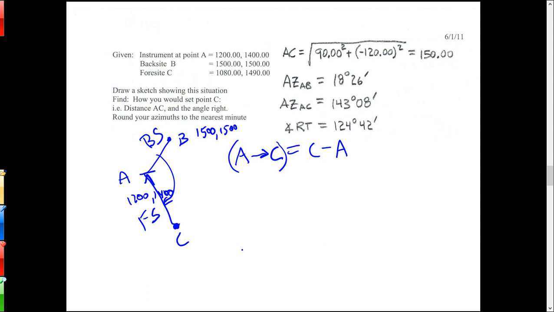Okay, so what I've got for C is 1080 and 1490. Now I'm going to run out of room here. Then I'm going to take away A, 1200, 1400.